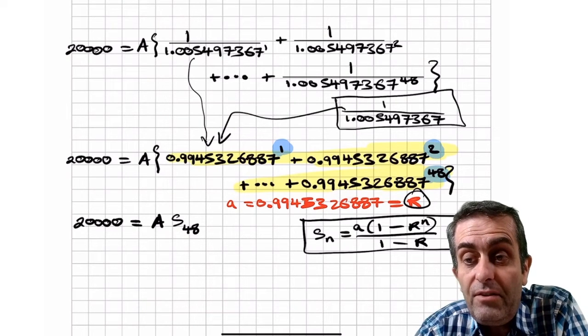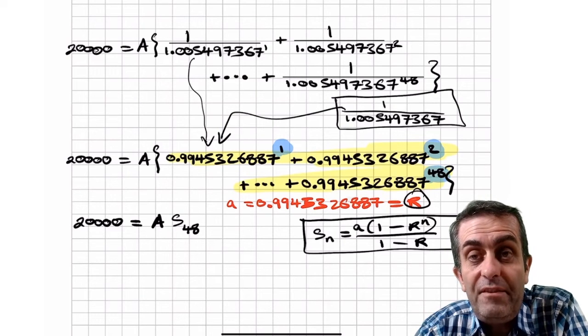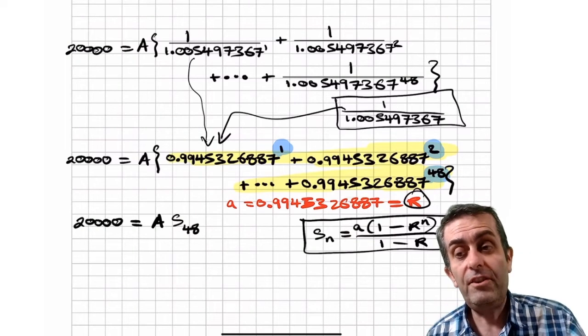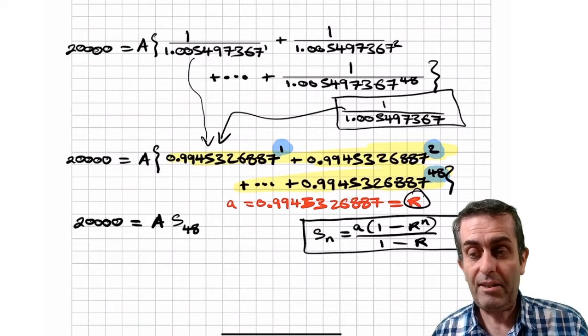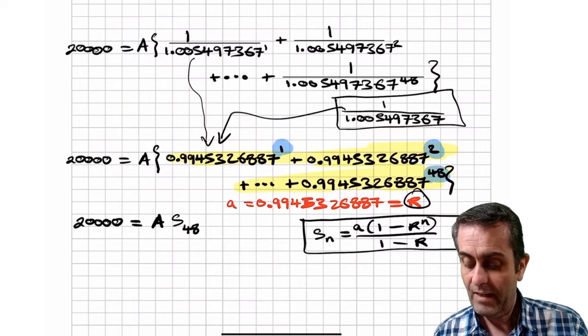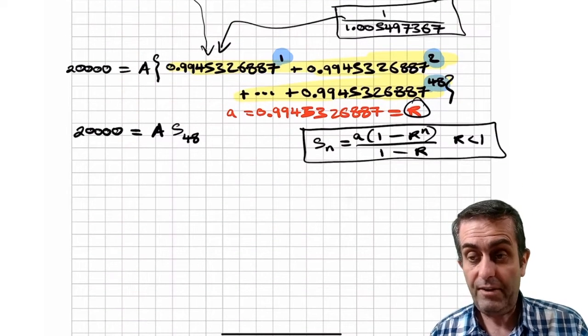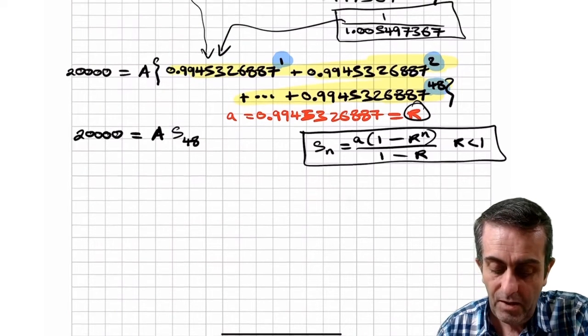Remember, if capital R was bigger than 1, we would reverse the sign on the top and on the bottom, and we would have A multiplied by r to the power of n minus 1 divided by r minus 1. Okay, so which version we use depends on the value of R. So for savings accounts, capital R should be bigger than 1. For loans and mortgages, it should be smaller than 1.